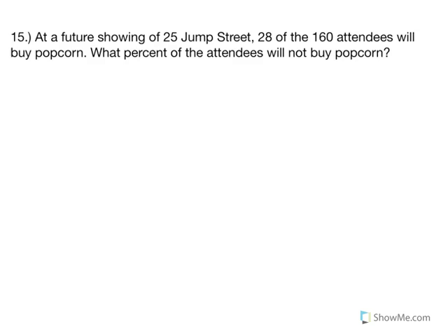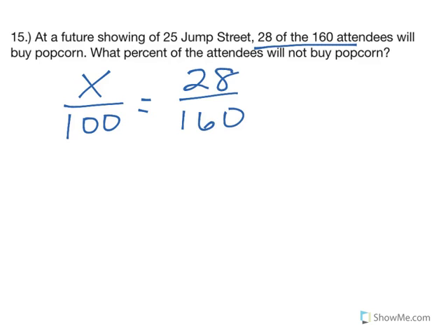15. At a future showing of 25 Jump Street, 28 of the 160 attendees will buy popcorn. What percent? Hopefully by now you see what percent, and that inspires X over 100. 28 out of 160. That's part to whole. We cross multiply, and we end up with, wrong button. Whoa, I did something wrong. I did exactly what I didn't want to do. Can anybody tell me my mistake?